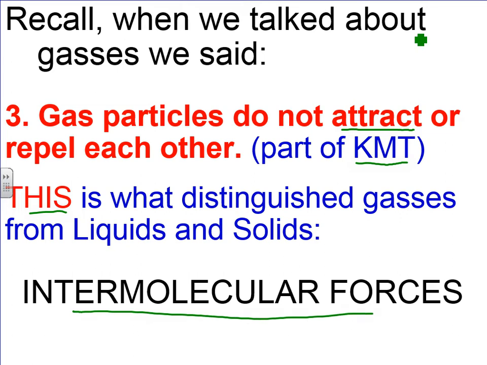And remember, we said that the way you can make a gas into a liquid is by either cooling it or compressing it. By cooling it, these intermolecular forces come into play. Or if you compress it, the molecules get close enough to where they begin attracting each other, and then it no longer behaves as a gas. So intermolecular forces will be the discussion for this chapter. We'll be pointing out intermolecular forces quite a bit.